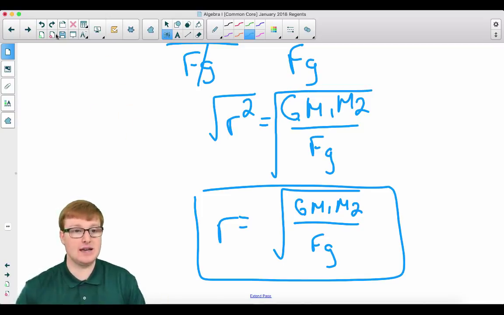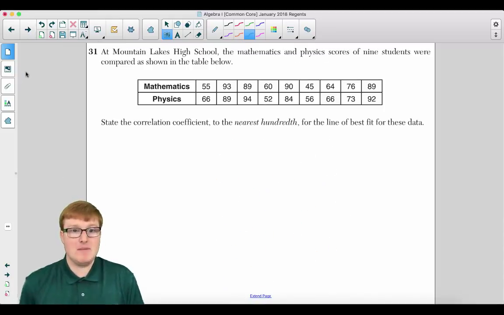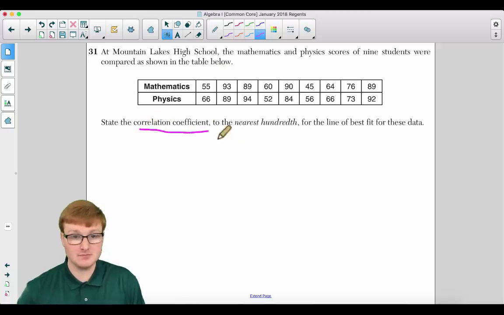All right, moving on to the next question. Number 31. At Mountain Lakes High School, the mathematics and physics scores of 9 students were compared as shown in the table below. State the correlation coefficient to the nearest hundredth for the line of best fit for these data. So, correlation coefficient, easy stuff.